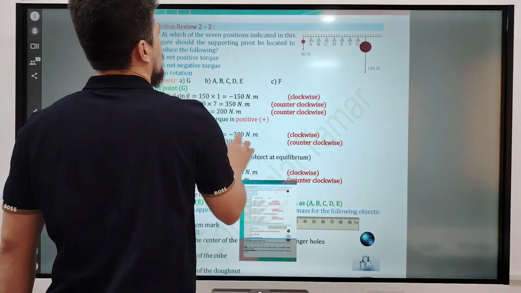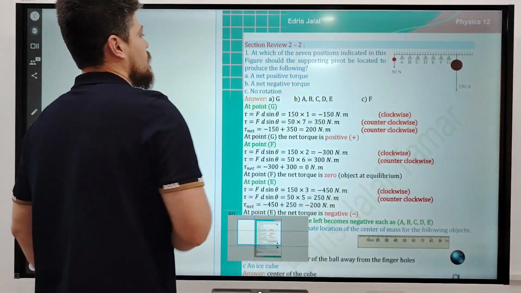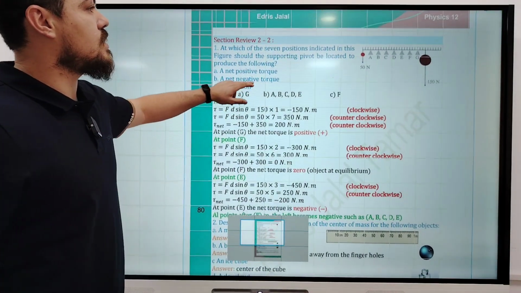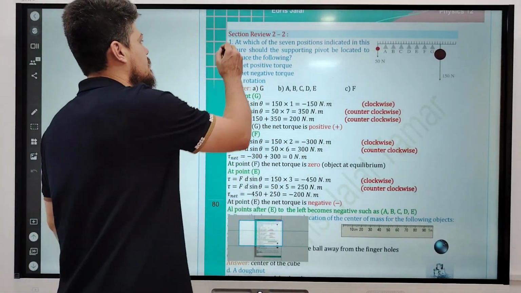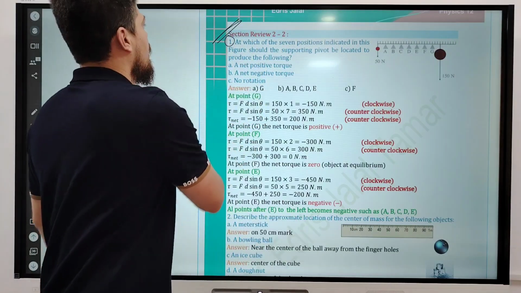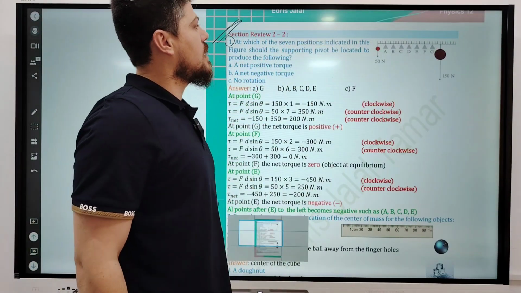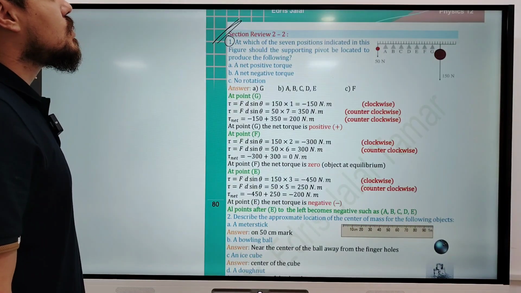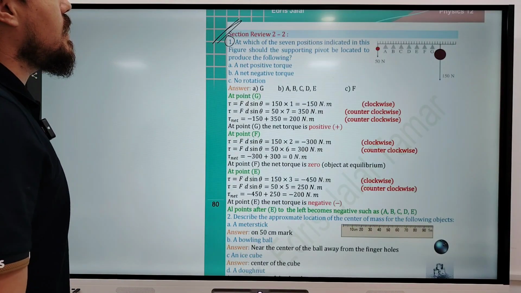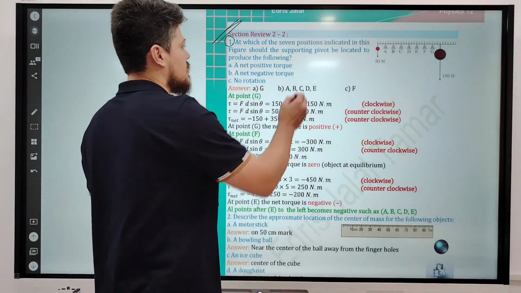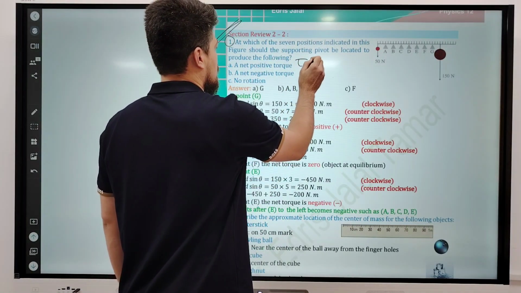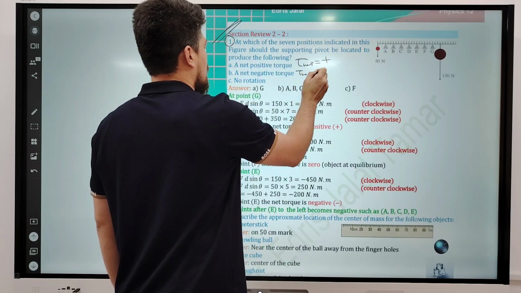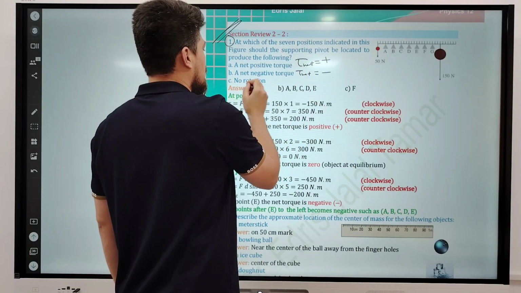Now we are going to solve the questions of the section review of section 2 in chapter 2. Question 1, it's a very good question. It has been brought in the exam many times. Listen carefully, please. At which of the 7 positions indicated in this figure should the supporting pivot be located to produce the following? A, a net positive torque. B, net torque negative. C, no rotation.